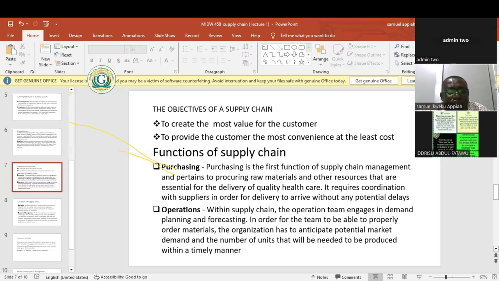And it pertains to procuring raw materials and other resources that are essential for the delivery of quality health care. It requires coordination with suppliers. So the first function of supply chain is purchasing. That is buying. That is the first role. The first function is what? Buying. The other aspect of it is probably the processes that you go through. But the main function of supply chain is procuring goods and services for an organization.